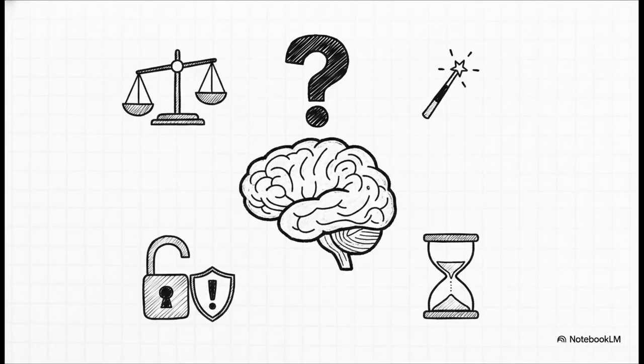But let's pump the brakes for a second, because I want to be very clear here. LLMs are not infallible magic oracles. There are major limitations we have to talk about. We absolutely have to watch out for hallucinations, which is when the model confidently, completely fabricates information. There's also the ever-present risk of bias that was encoded directly from the massive training data.